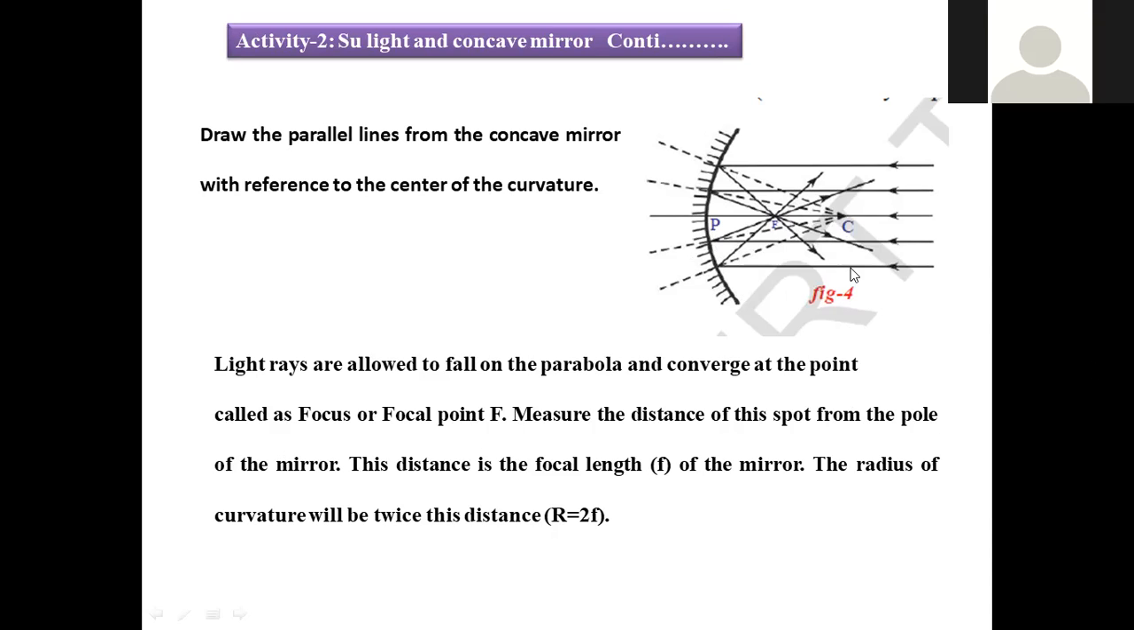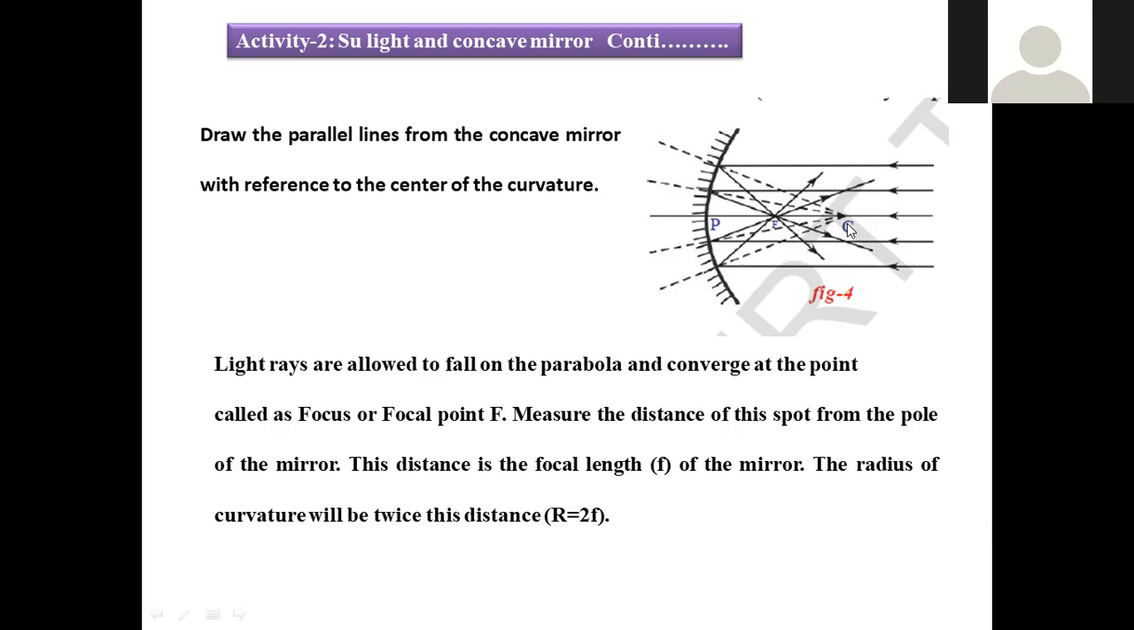Now the distance from this convergence of light to the mirror is said to be the focus, which is also known as the focal point. Focal length is the distance between the convergence of light and the mirror or lens, here a concave mirror, right? That minimum distance is said to be the focus or focal length. Now one more point we are going to discuss: focal length.